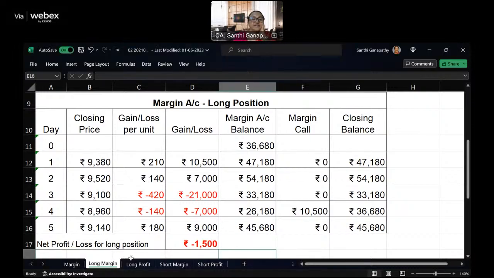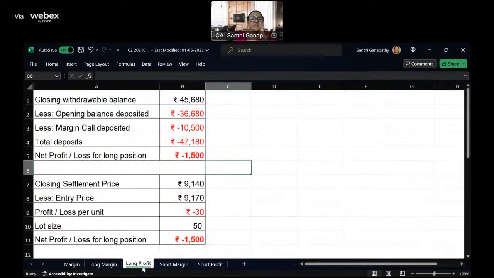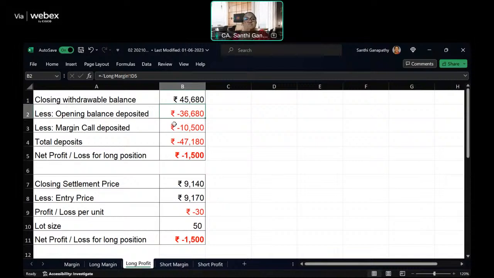Another way in which we can find this is, what is the closing withdrawal balance, that is your money. Opening balance you deposited, plus margin call you deposited. Totally now what is available is 45,680, whereas what you've deposited is 47,180, therefore 1,500.